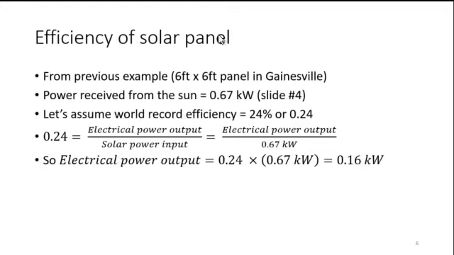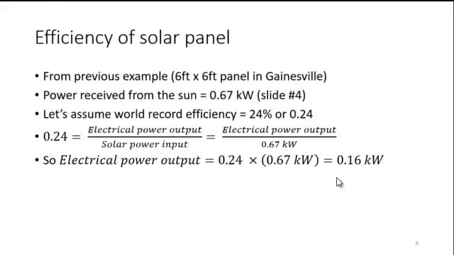So for this solar panel, the 6 foot by 6 foot, we already worked out that it's receiving 0.67 kilowatt. For the purpose of this calculation, we are going to assume that we have a world-class panel with a 24% efficiency, which will effectively mean 0.24 for the ratio. So 0.24 is going to be the ratio of the electrical power output over the solar power input, or as I said, the output over 0.67 kilowatts, since we've already figured this out. And now the electrical power output is going to be 0.24 times 0.67, which, if my math is right, should be 0.16 kilowatt.